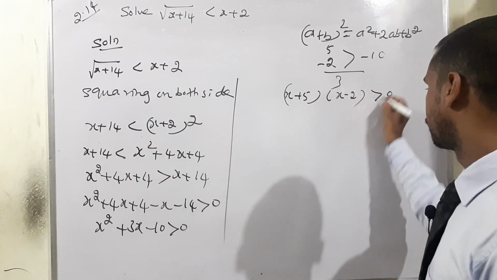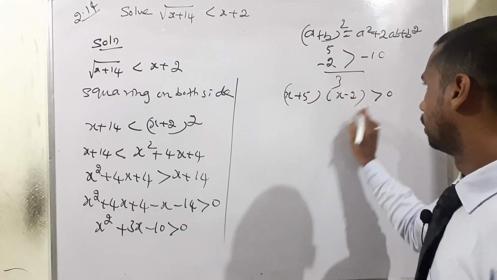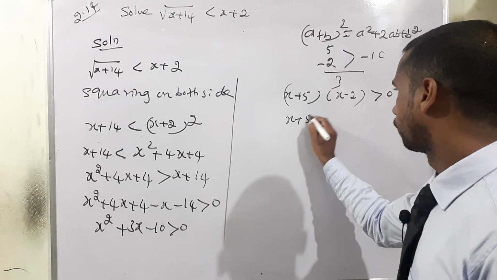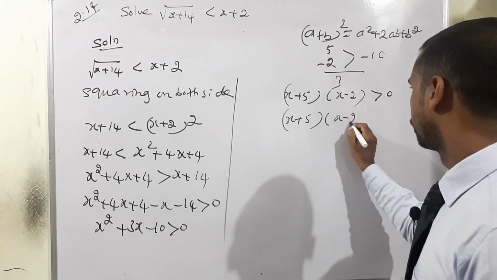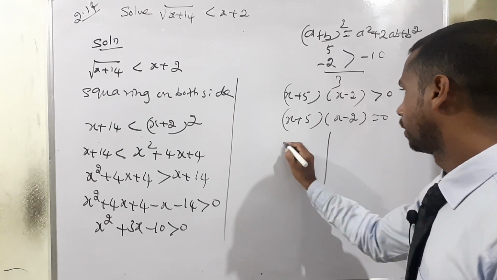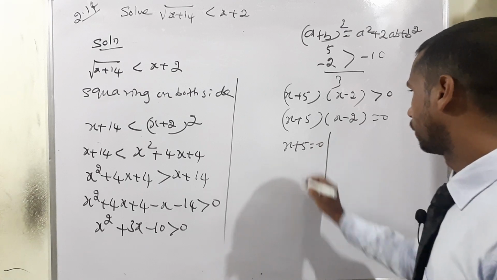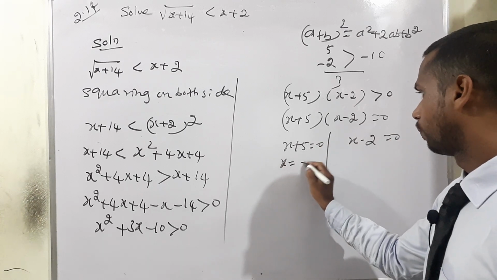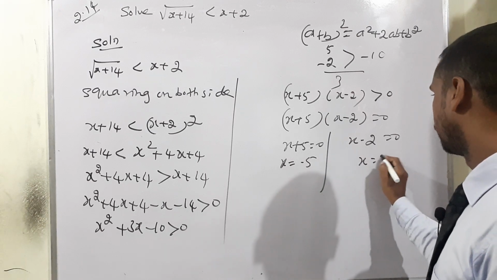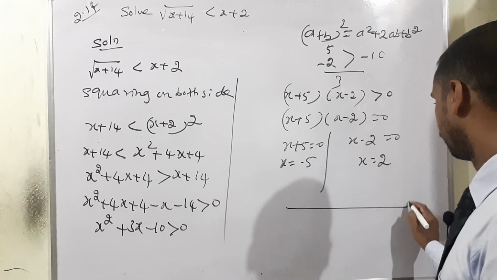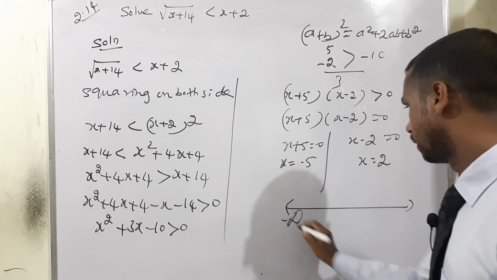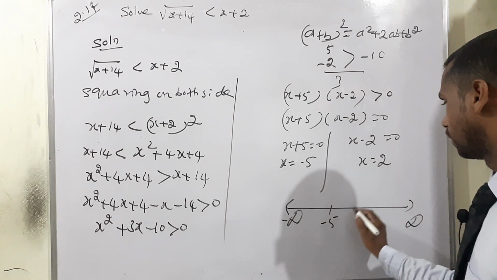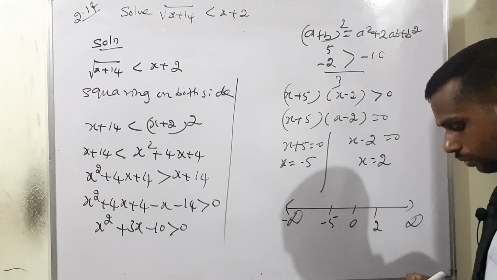The condition is greater than 0. To make the number line, take the inequality symbol as equal to 0, isn't it? So x plus 5 into x minus 2 equal to 0. So x plus 5 is equal to 0 and x minus 2 is equal to 0. Therefore x is equal to minus 5 and x is equal to positive 2. Make the number line: minus infinity to positive infinity, minus 5, 0 and positive 2.